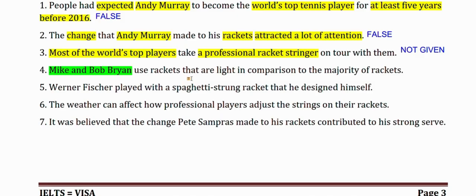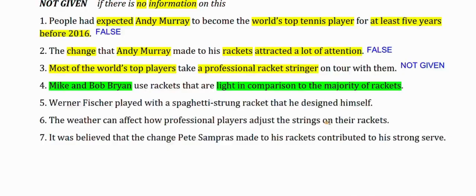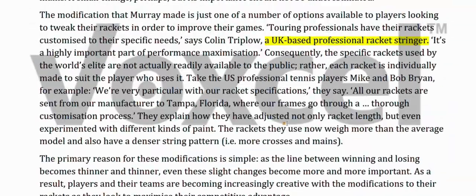Now we will read this question. Mike and Bob Bryan use rackets that are light in comparison to the majority of rackets. The answer will be true if their rackets are lighter than the other rackets. It will be false when their rackets are heavier than other rackets, or not lighter, or maybe equal in weight to other rackets. It will be not given when there is no mention of whether their rackets are light, heavy or equal in weight with other rackets. So we have read Mike and Bob Bryan here. Actually I know the answer, but we will read again.